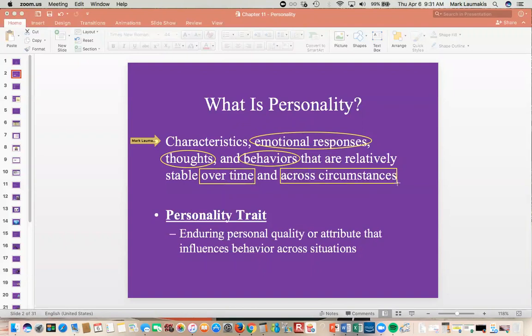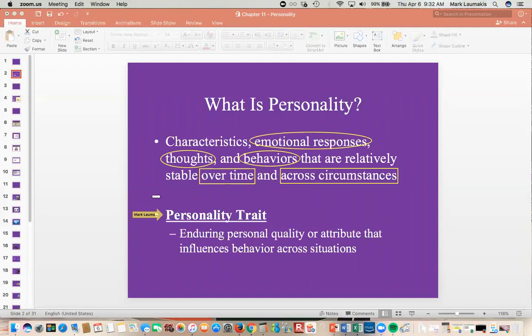So let's imagine a scenario where we have someone who, in terms of their personality function, tends to be a little bit shy. Well, this definition would say they have emotional responses, thoughts, and behaviors that are consistent with that shyness dimension. They've been shy since they were little, all the way through now their, let's say, early 20s. And that shyness manifests itself not just in one situation, right? Across different circumstances. So at work, at school, maybe at home with family members, they're relatively quiet and shy.